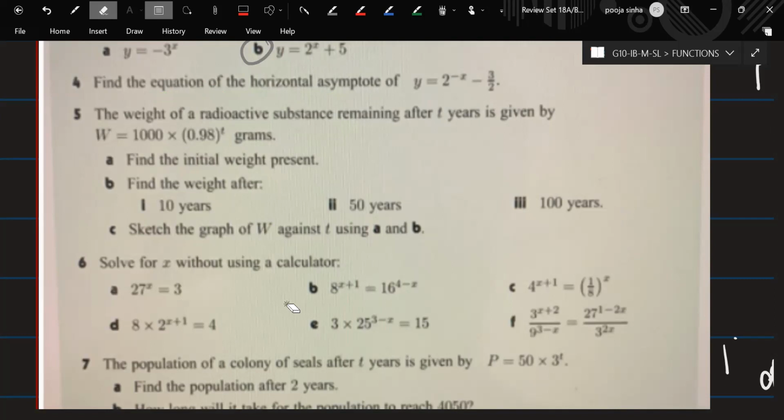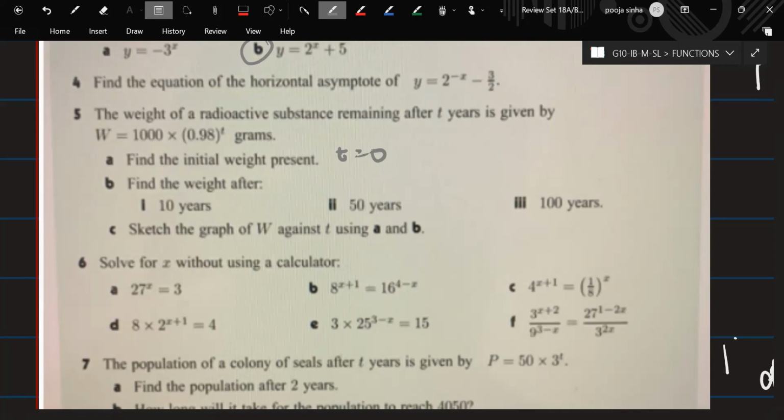First tell me, look at the fifth question. So we're finding f of t. If we replace t as 0, first tell me, is it an exponential function? Yeah. Okay. So find the initial weight present. It's 1000 because the initial weight is when we put t as 0. So we continue to replace t with 10, 50, and 100, and we get the answers.